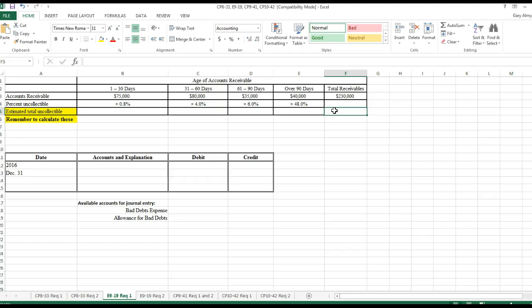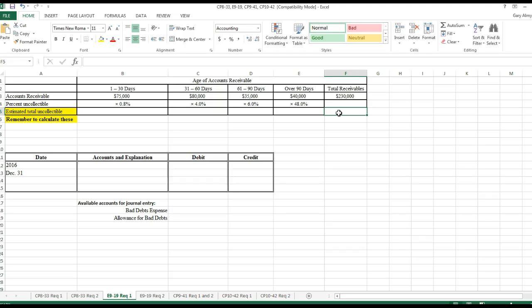Now that amount, whatever it is that you calculate, we now want to come down and record the bad debt expense for December 31st. Now what you want to keep in mind here: this is our estimated amount. Okay, that's our target balance. That's what we want to have in the allowance for bad debts.